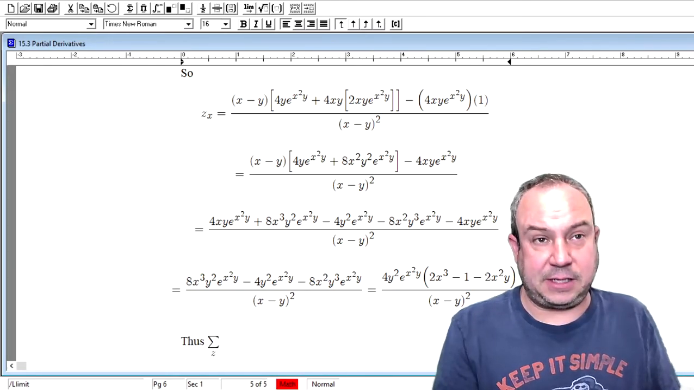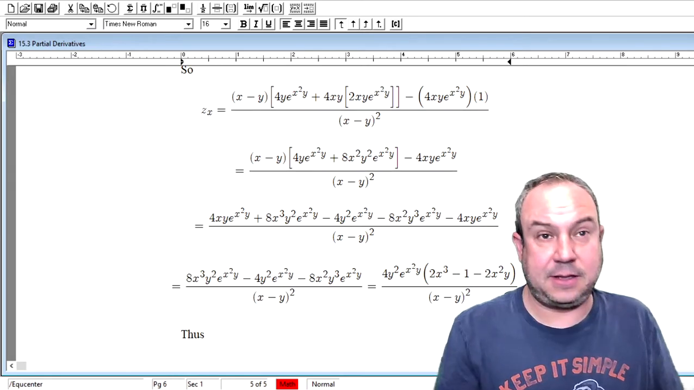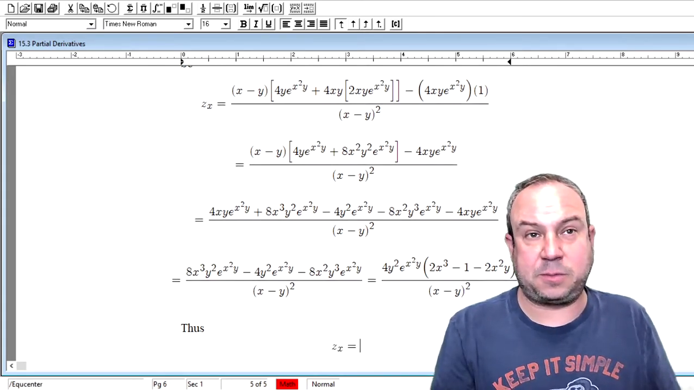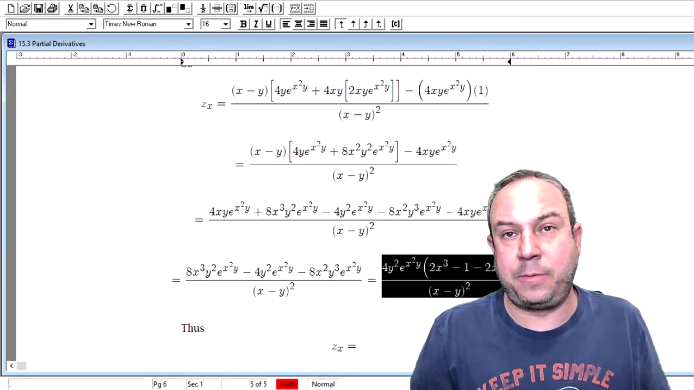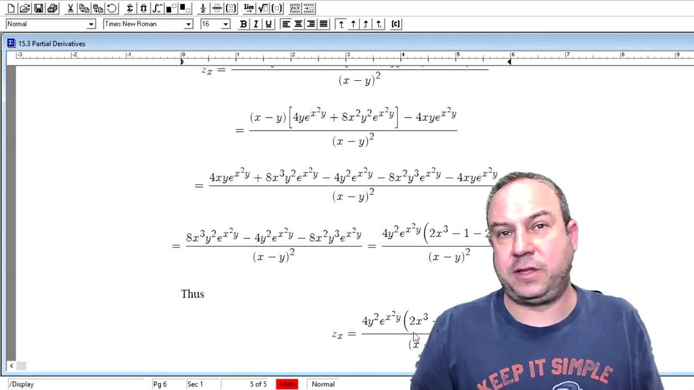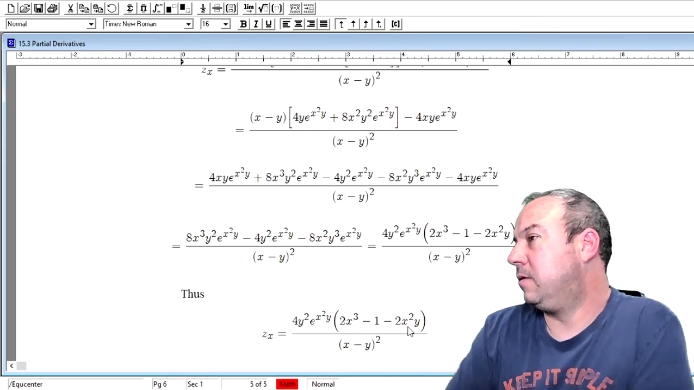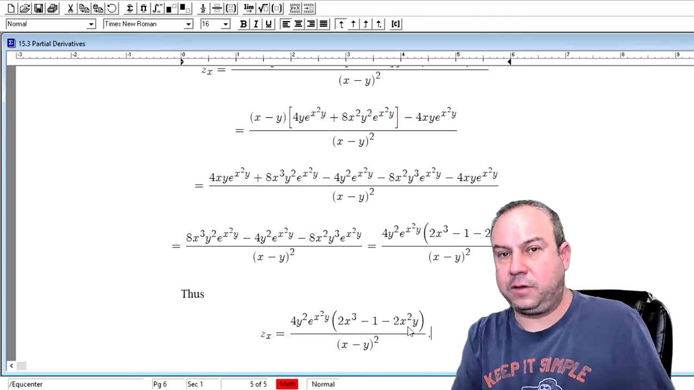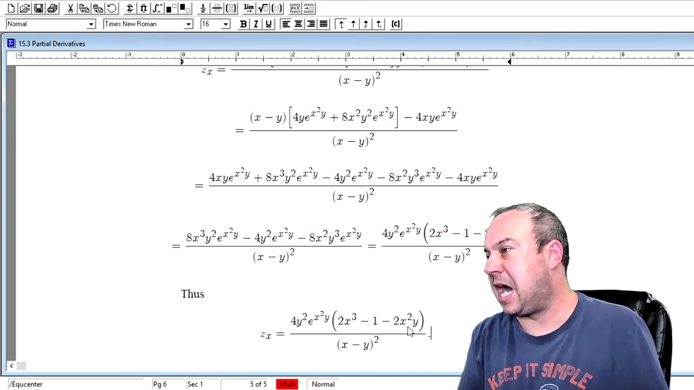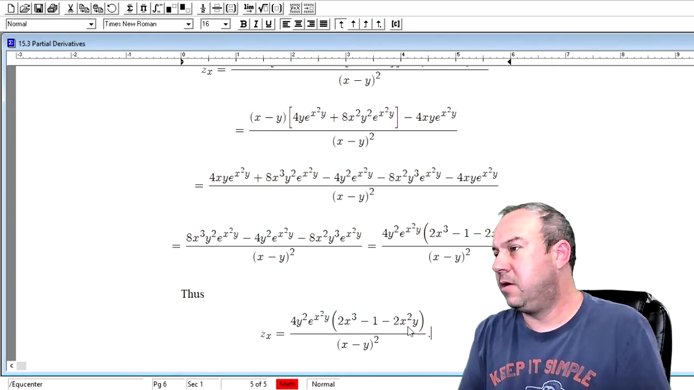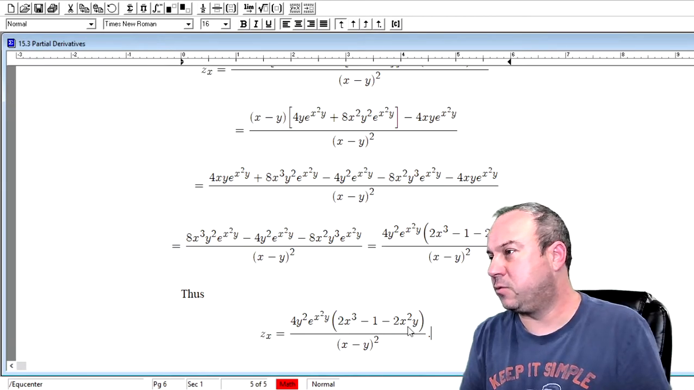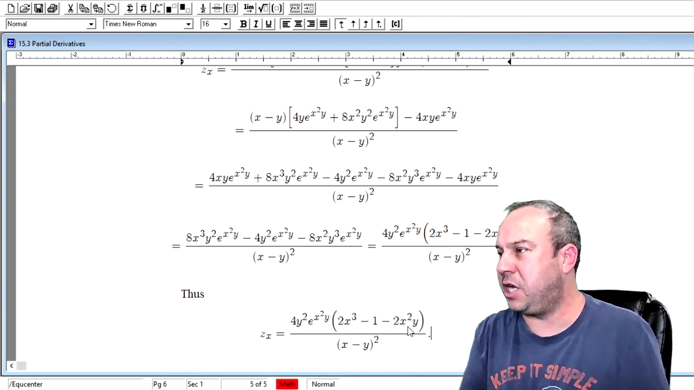Thus, z's partial with respect to x is equal to this result. This is one way to express that result, folks. Certainly, you could see this expressed a lot of different ways. Remember, this is describing a rate of change on that surface with respect to only x being allowed to change on that surface.